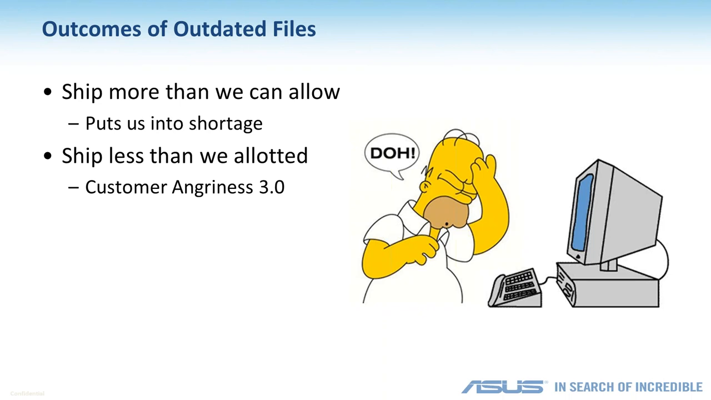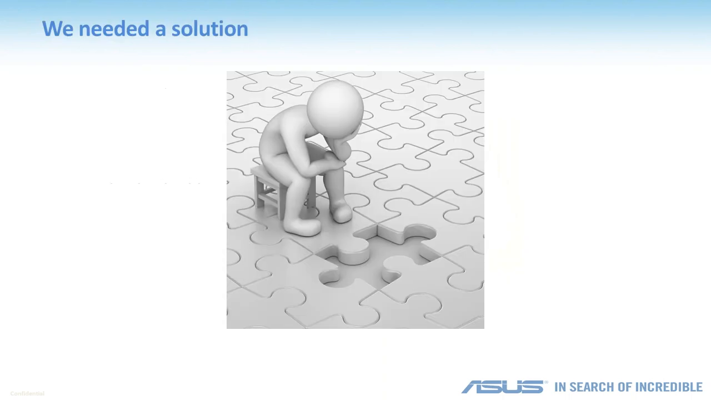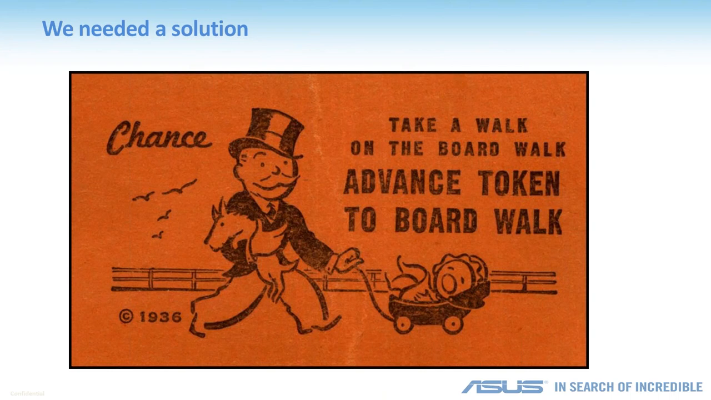And then some people shipped less than they were allowed to ship, which is a different issue, and that ends up generating customer angriness. Namely because, hey, you're delaying my shipments while you're doing this, I should have units. And they're absolutely correct. And the issue is that we have outdated sheets out there that were being used. So because of this, we needed a solution. Our one-person policy was not quite working, and we ended up turning over to Boardwalk.